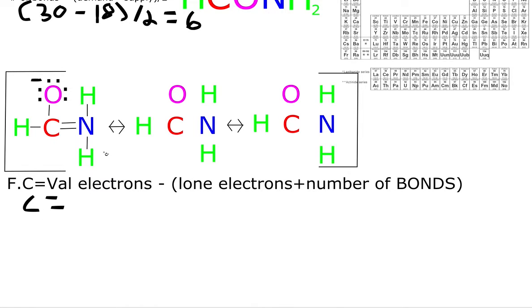Let's look at the nitrogen. The nitrogen is in group 5, or group 15, so 5 valence electrons minus our lone electrons, which is 0. And it has a total of 1, 2, 3, 4 bonds. So we'll add 4 right here. So 5 minus 4 is 1. So this nitrogen has a positive charge.